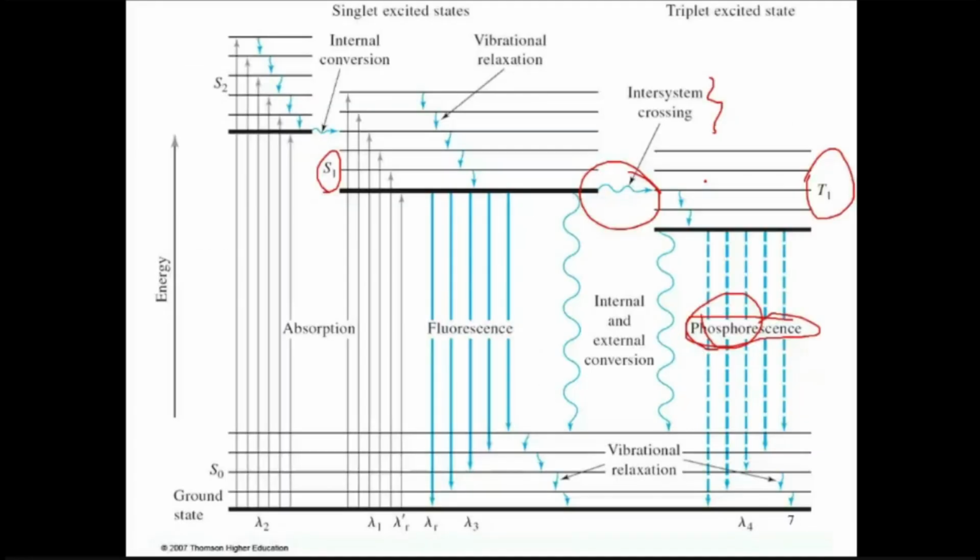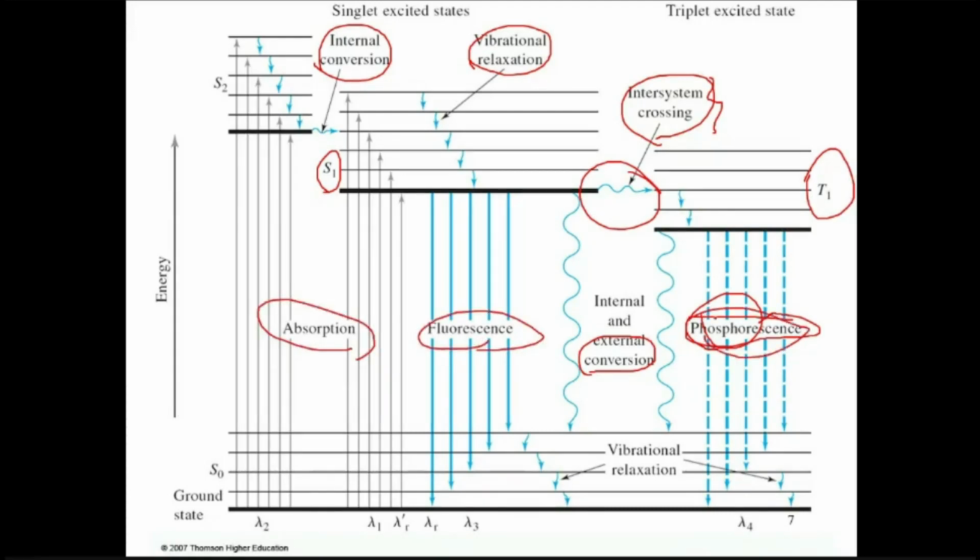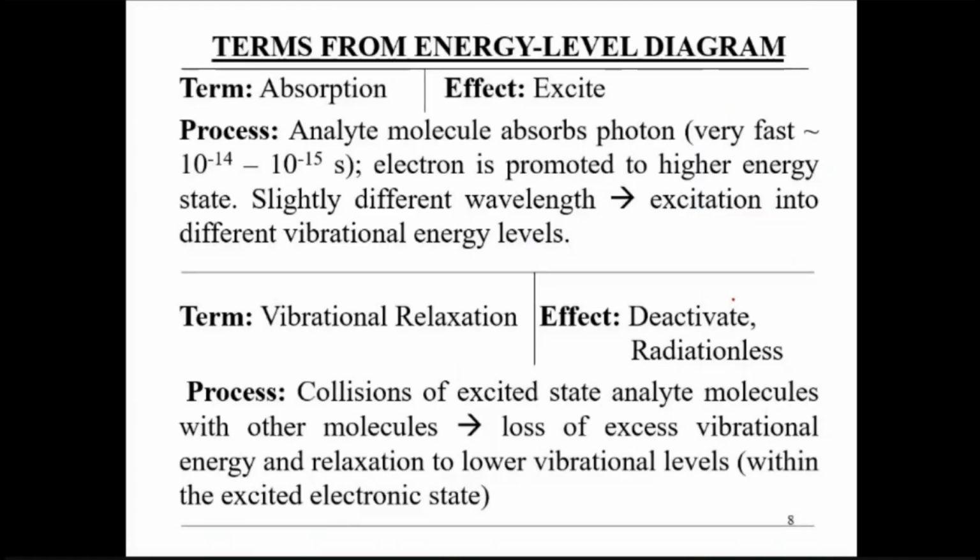Let us understand the terms that are involved in this: internal conversion, vibrational relaxation, intersystem crossing, external conversion, absorption, fluorescence, and phosphorescence. The first term is absorption. The effect of the process of absorption is excitation of the molecule. Molecules and electrons within them get excited.